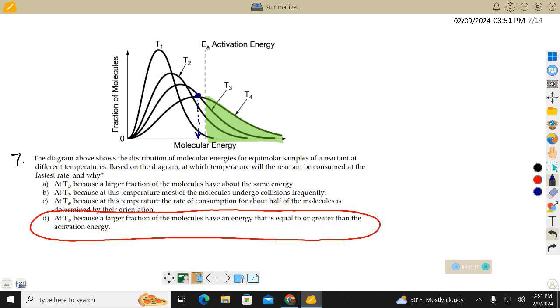The Y part has to do with the activation energy barrier. At the higher temperature, obviously particles are moving around faster and they're colliding more often, but there's also more particles that are at or above that activation energy point. So if there's more particles with sufficient energy to run the reaction, it should go at a faster rate.